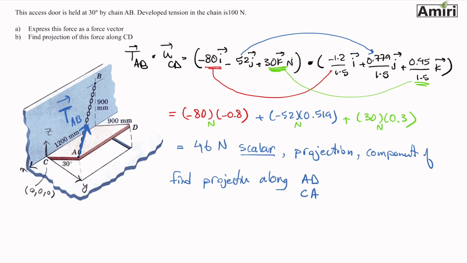So you do a dot product of the same vector by the unit vector of AD, and a dot product of the same vector by the unit vector of CA. I hope this was helpful.